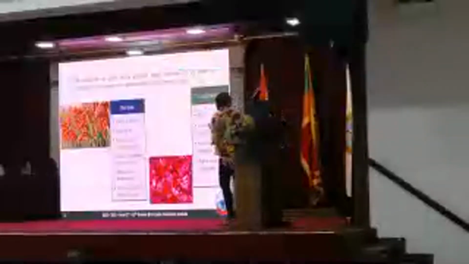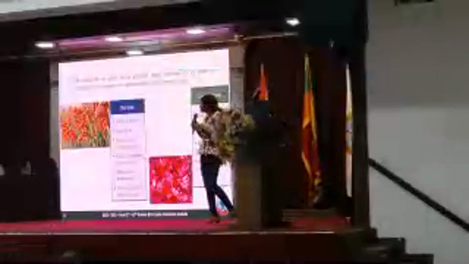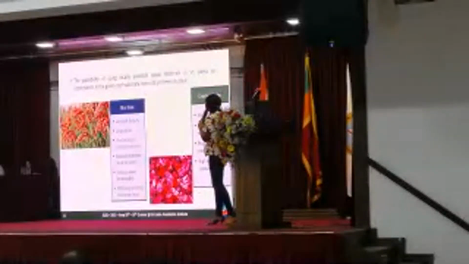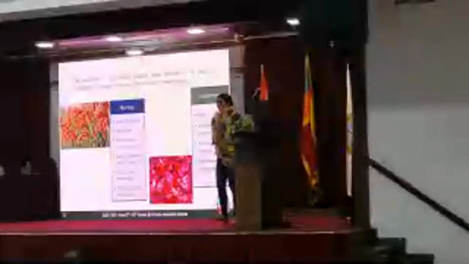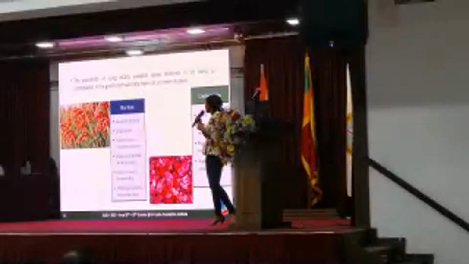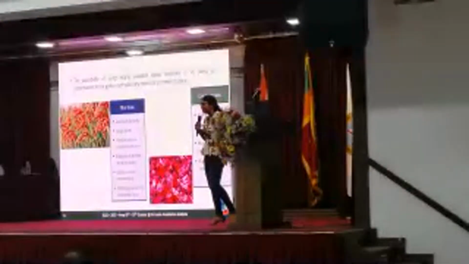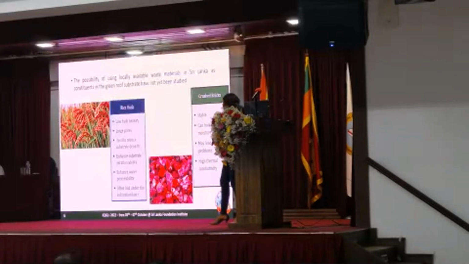So the possibility of using locally available waste materials in Sri Lanka as constituents in the green roof substrate has not yet been studied. So in this study, we selected rice husk as our organic component. Sri Lanka being an agricultural country, our main food crop is rice, and as such, we generate large amounts of rice husk annually. And also, rice husk possesses some properties that make it an ideal candidate to be used as green roof substrate material. Another one we selected, an inorganic material this time, was crushed bricks.